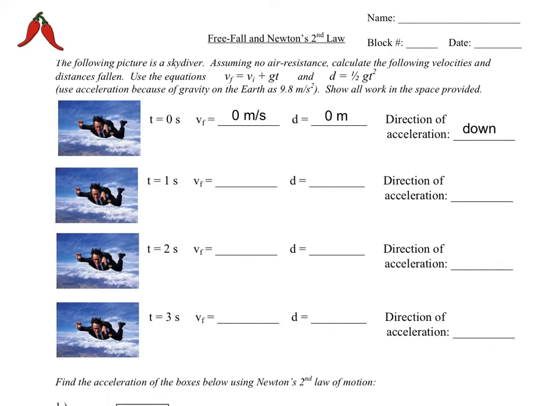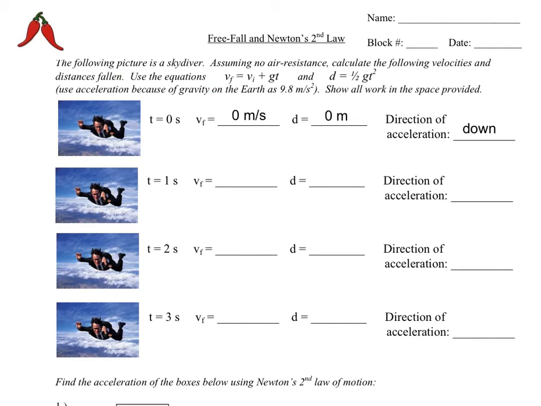And use these equations. You'll notice these equations do go back to our previous unit when we learned about motion. That's okay, we still have the information, so we'll use those equations as well, and it's always good to review because a lot of these physics units tie together. Taking a look at this, the very instant that he jumps out of the plane, he is going to have a final velocity of 0 meters per second, a distance of 0 meters, and the direction of the acceleration is down because gravity is going to be pulling him down. And that's why time is 0 seconds.